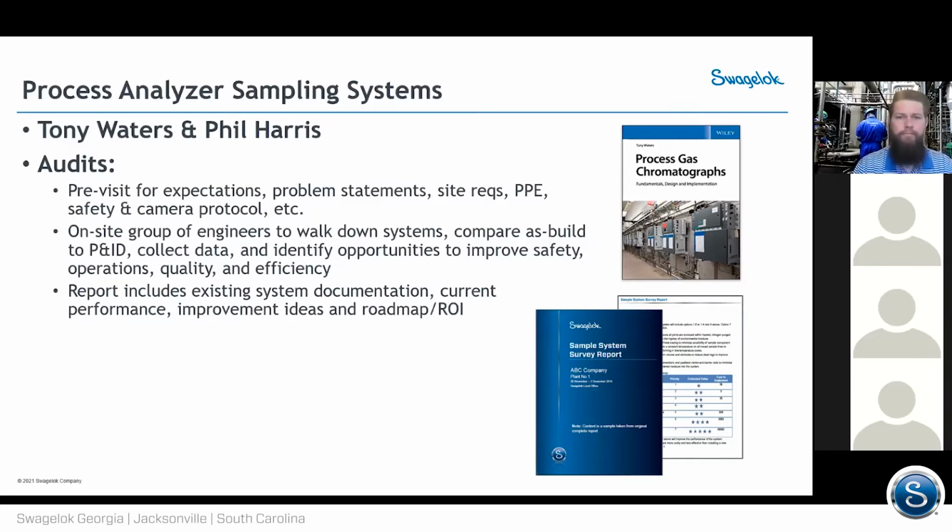We also use, Tony has written 2 books now on this particular subject. You can see the process gas chromatograph book cover. This is his newest book, and this is just on process gas chromatographs. It's an entire textbook and course. We also utilize his process industrial sampling system book. This is what we base all of our calculations and a lot of the time delays and best practices, things like that. They're all based on that particular book.